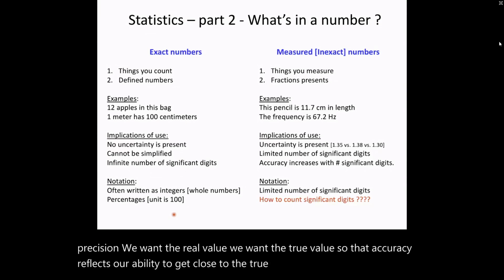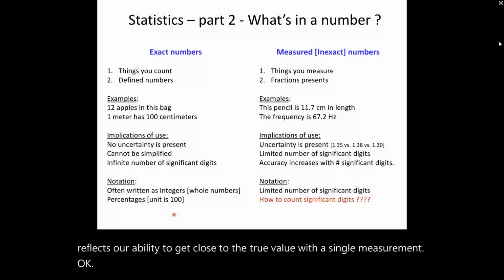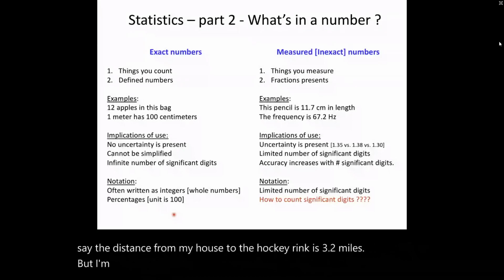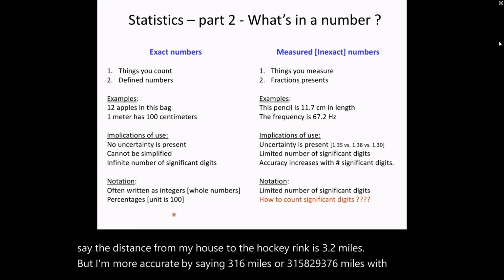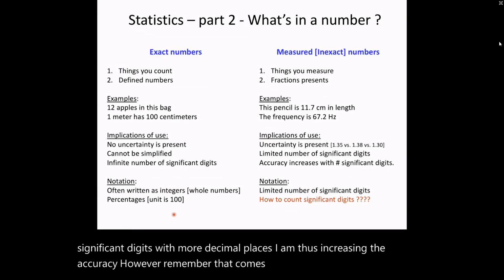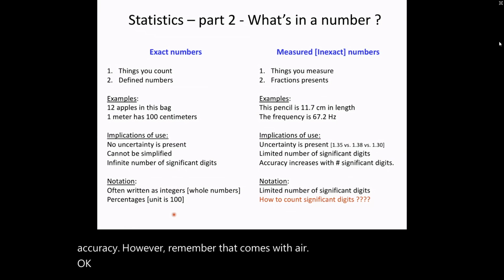Okay? Accuracy obviously increases with the number of significant digits. So if I say the distance from my house to the hockey rink is 3.2 miles, but I'm more accurately saying 3.16 miles, or 3.1582936 miles with more significant digits, with more decimal places, I am thus increasing the accuracy. However, remember, that comes with error.